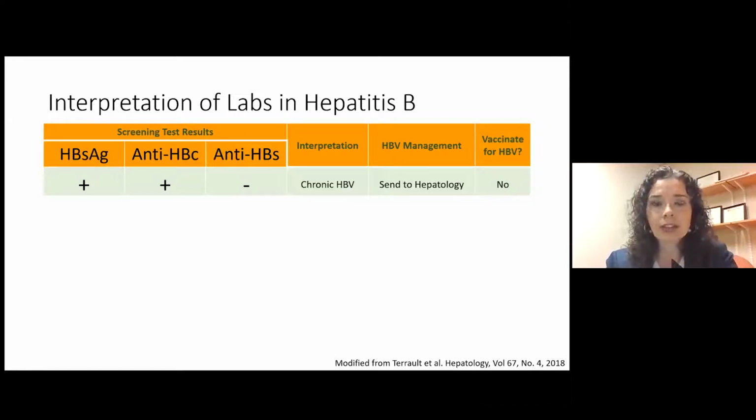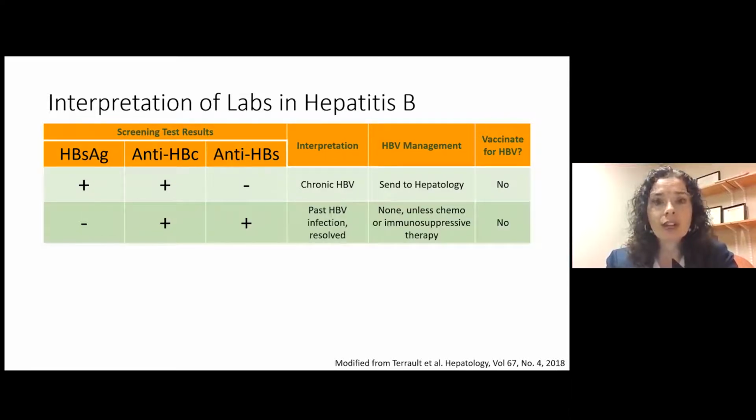If they're surface antigen negative, but core antibody positive, and also have a surface antibody that's positive, they have been exposed and they've resolved infection.